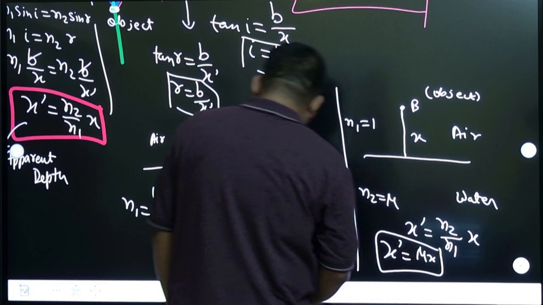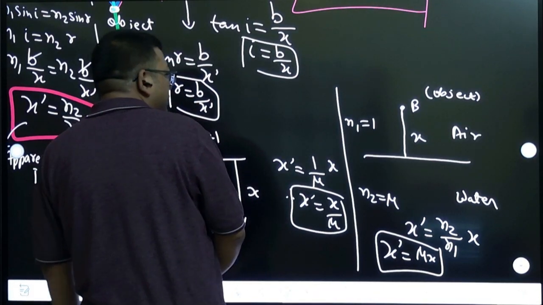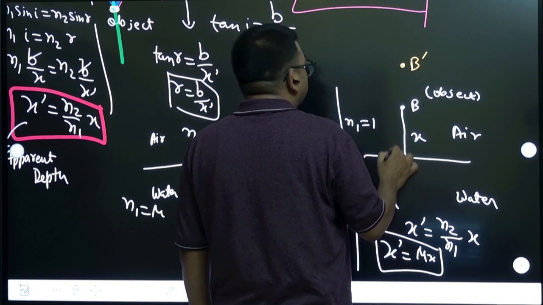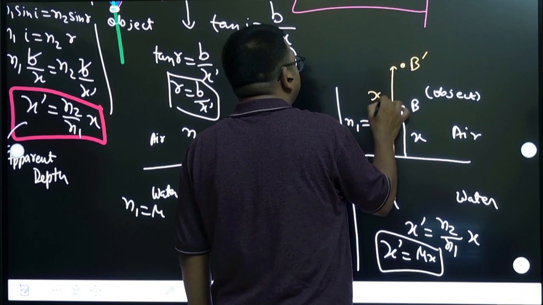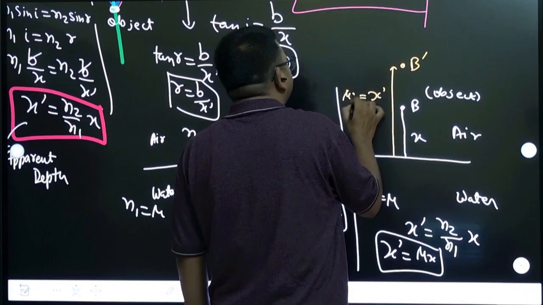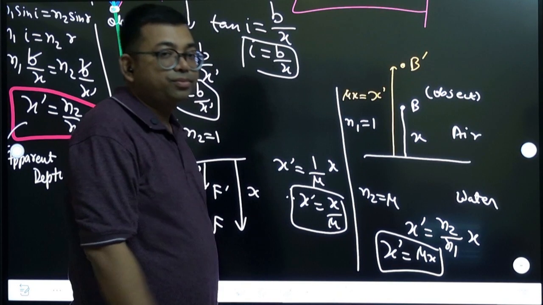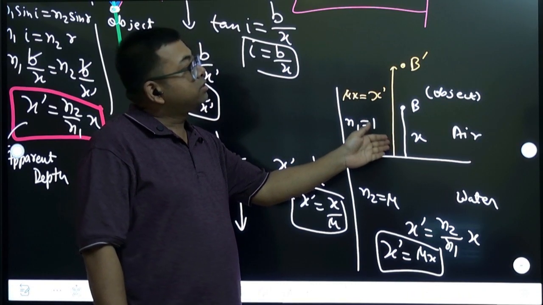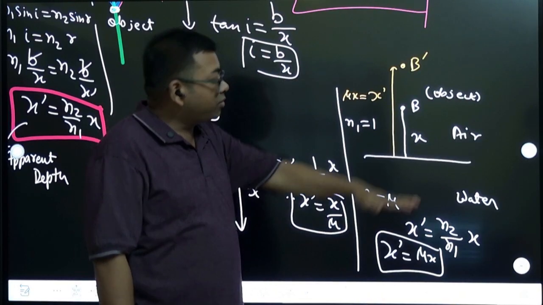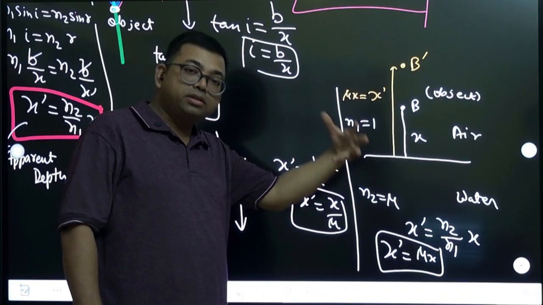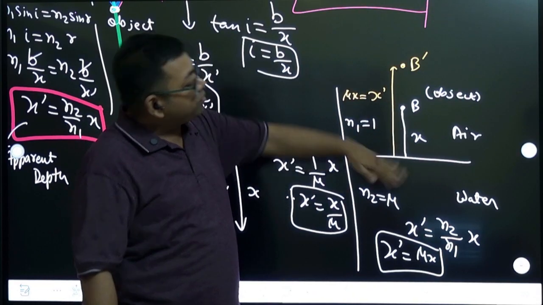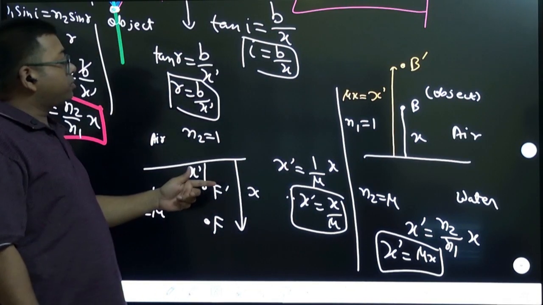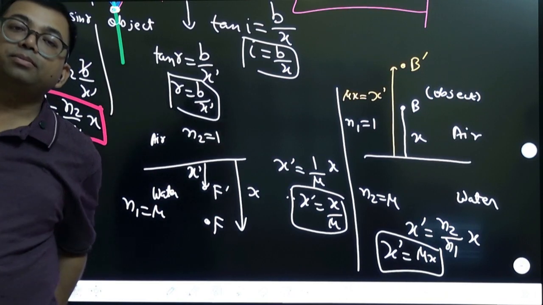Now mu is greater than 1. So now you will see that this image of the bird will be coming here, B dash. So this image distance x dash is nothing but mu times x. This is what we need to note. The image of this bird goes still higher, away from the surface. So if the object is in a rarer medium, its image goes away from the surface, and if the object is in a denser medium, its image goes closer to the surface. That's an important point to note.